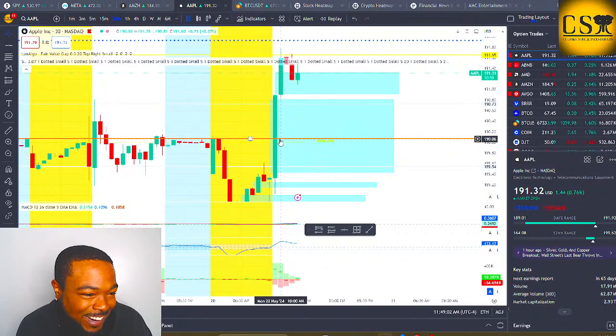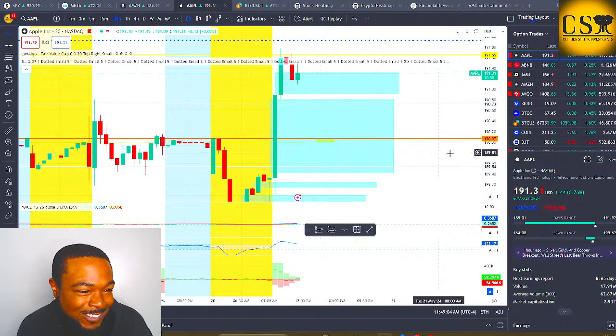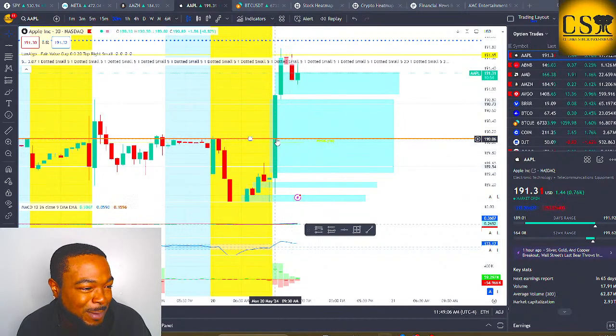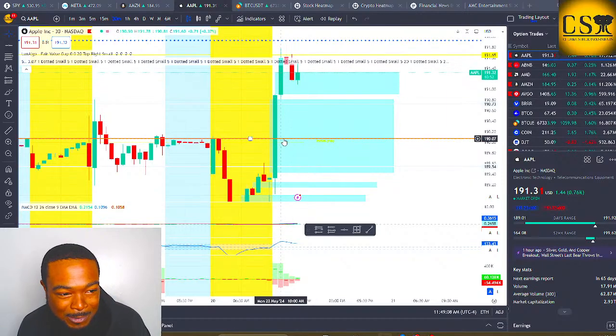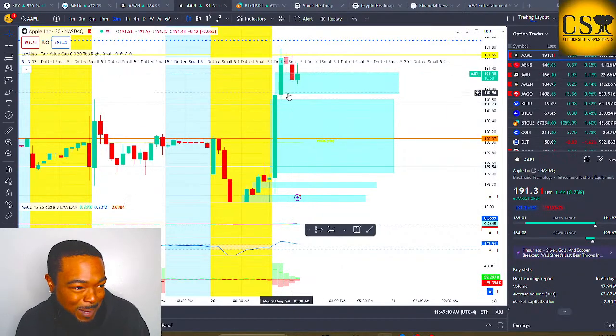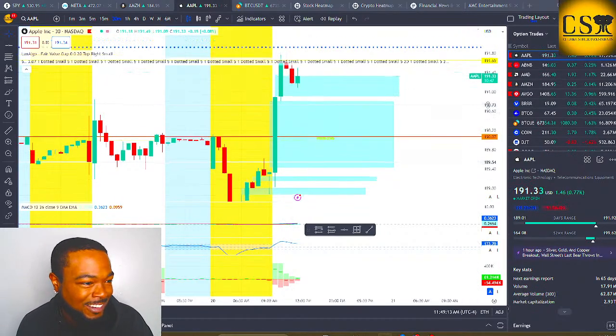If it broke my level right here, this is a strong level. This is a weekly level, 190.07. I could have told myself today when Apple opens up, if it breaks above 190, buy a call. And this is how I make my call outs. This is exactly what I do to make my call outs to the group.